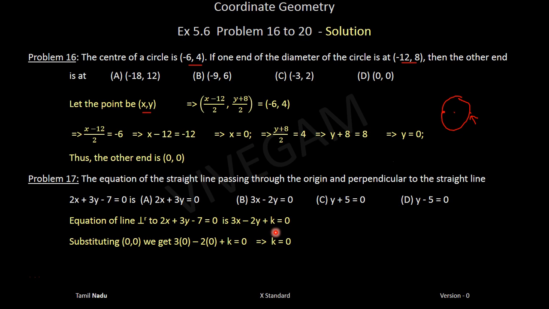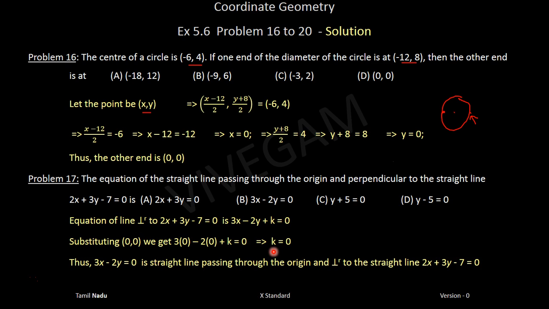Next, we don't have the value of k. We need to find the value of k, and that is why they have given this condition that it passes through the origin. Since it passes through the origin, 0, 0, it should satisfy that point. So substituting x equal to 0 and y equal to 0, we get 3 into 0 minus 2 into 0 plus k equal to 0, which means k will also be equal to 0. Therefore, the straight line is 3x minus 2y plus k, but k is 0, so the whole thing equates to 0.